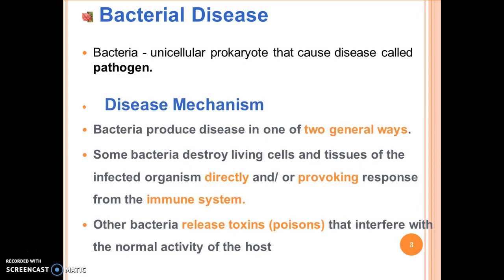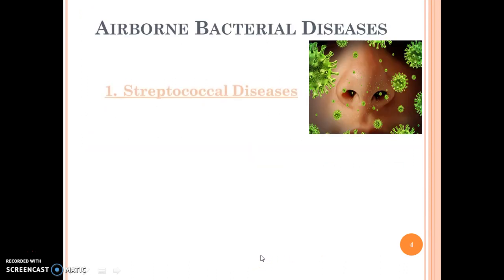Disease mechanisms are: first, some bacteria destroy living cells and tissues of the infected organisms directly and/or by provoking a response from the immune system. And other bacteria release toxins, called poisons, that interfere with the normal activity of the host.